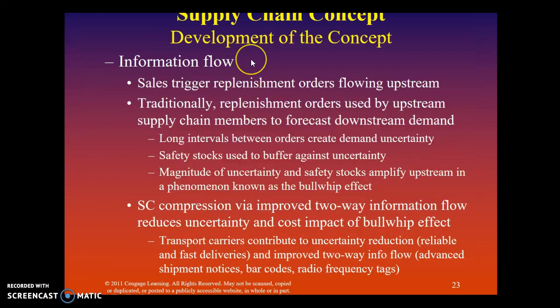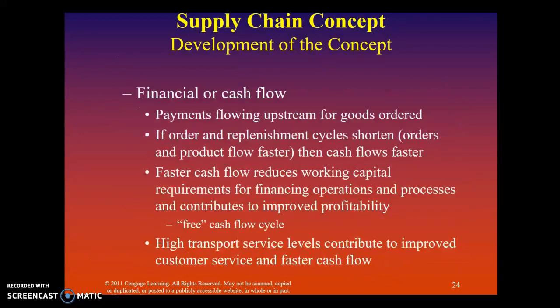When we look at the information flow, replenishment orders go upstream, and they can also forecast downstream demand. Sometimes when we look at transport carriers, they contribute to uncertainty reduction. It's reliable and fast deliveries, or an improved two-way info flow where the advanced shipment notices, barcodes, and radio frequency tags are used. That's where technology comes in and is a major player in how the information about those products and services is transmitted.